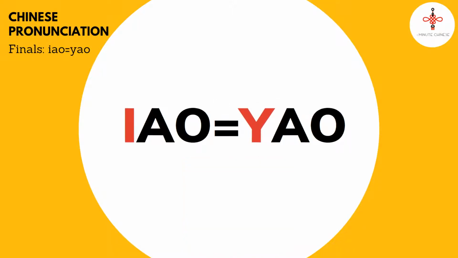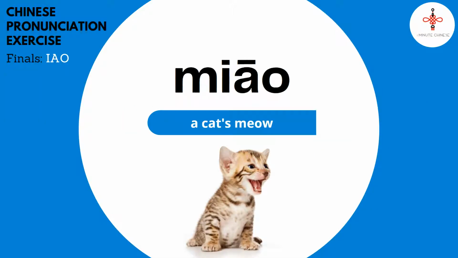When the final yao is not following an initial or consonant, it is spelled as YAO and pronounced yao. Pronunciation exercise for yao sound. Let's combine the initial m, the final yao, and the high pitch first tone all together.